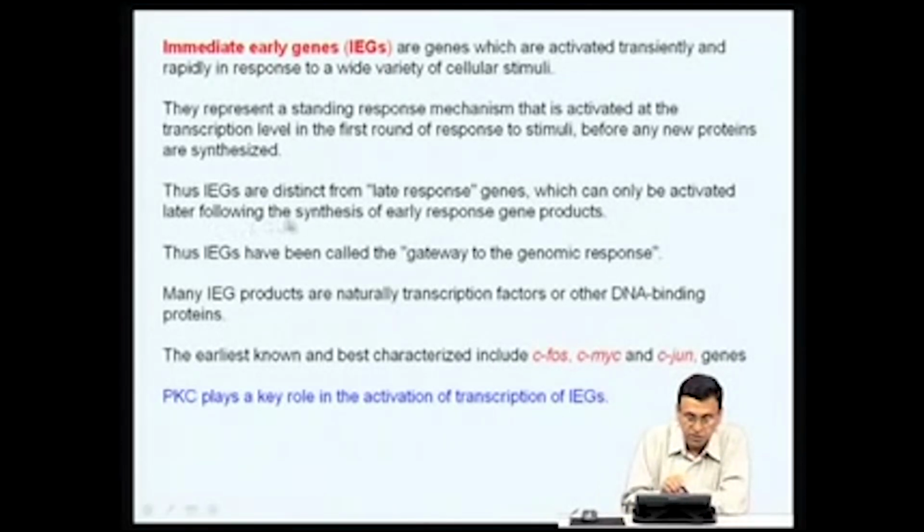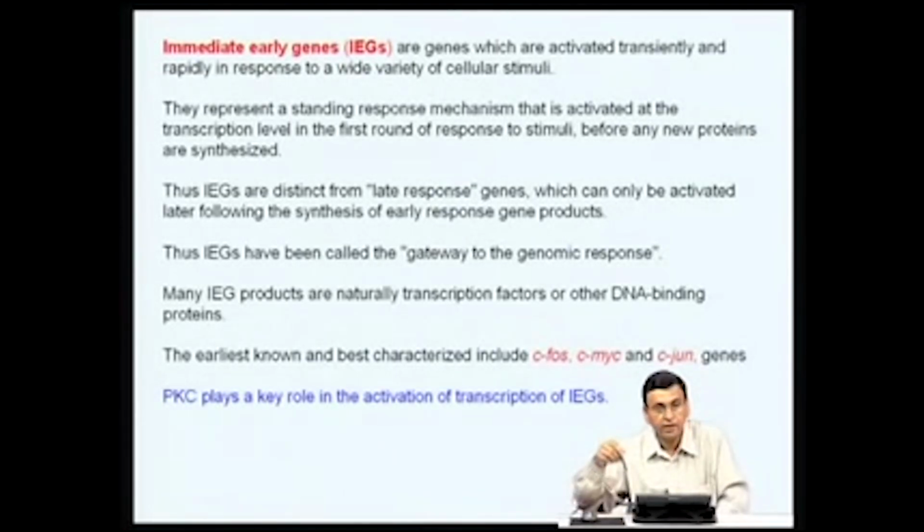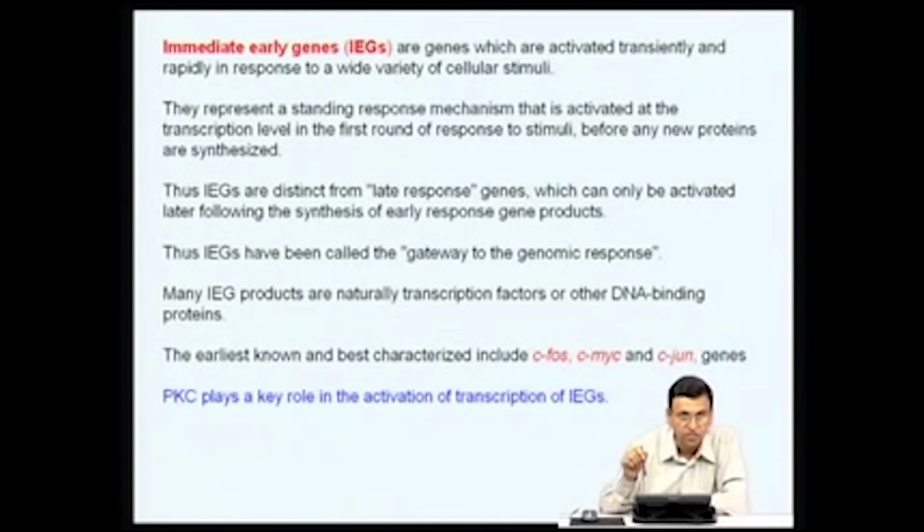So, these immediate early genes are distinct from late response genes, which can only be activated later, following the synthesis of early response gene products. Like when the serum response factor activates the expression of genes like CFOS, EGR1 and CJUN, they in turn activate the target genes which are involved in cell proliferation. These target genes are known as the late response genes. The immediate early genes have therefore been called the gateway to the genomic response, because without them cell proliferation is not possible. So, many of the immediate early gene products are naturally transcription factors or DNA binding proteins.